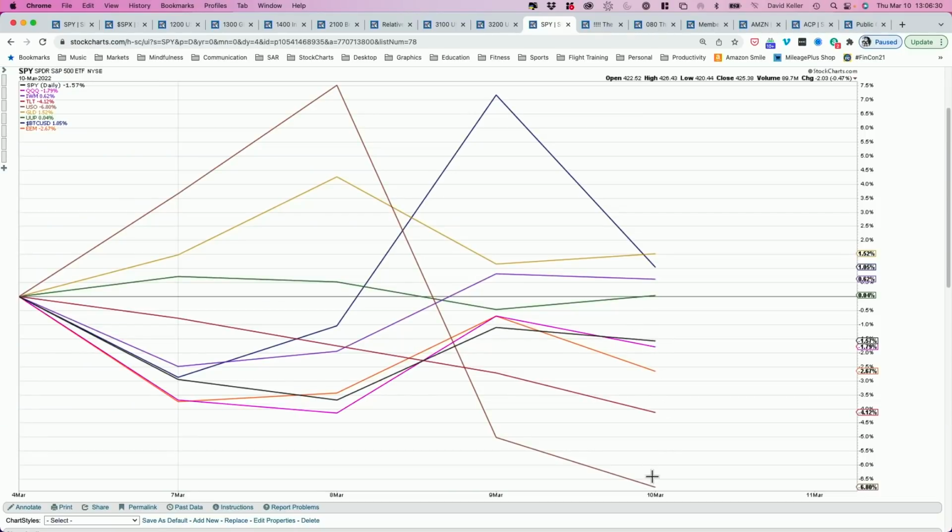A couple things underperformed the S&P so far this week. In pink, we have the NASDAQ 100, not too far off, down about 1.8%. This is emerging markets down 2.7%. In red, we have bond prices down 4.1%. The worst performing asset of all of them, crude oil, down 6.8%. That's using the USO. This is all using ETFs. Most of them are using ETFs to track those major assets.